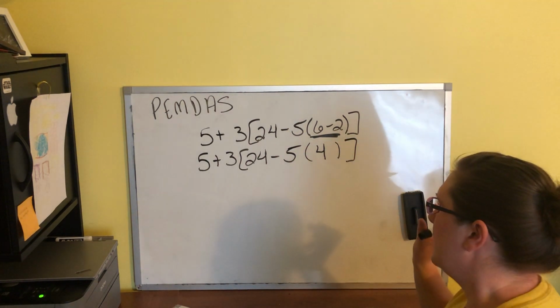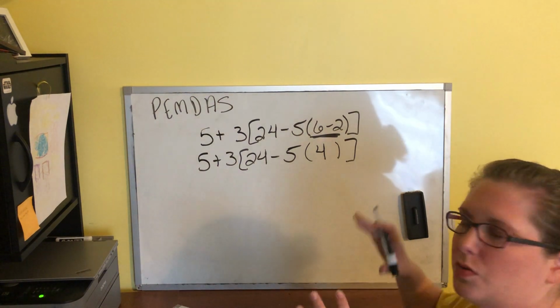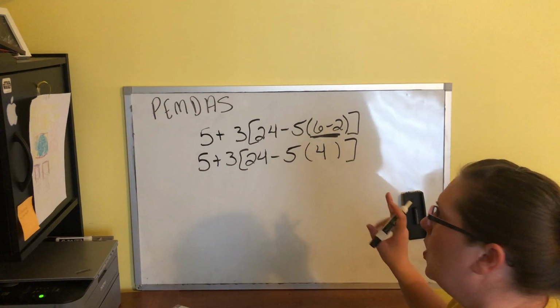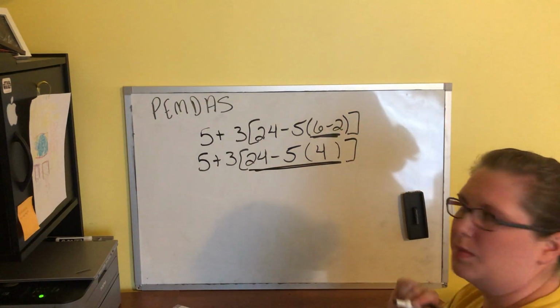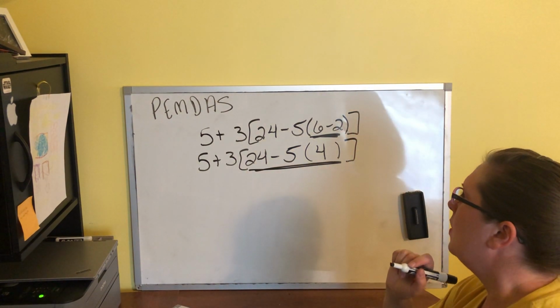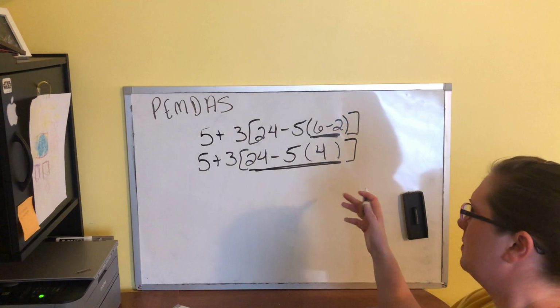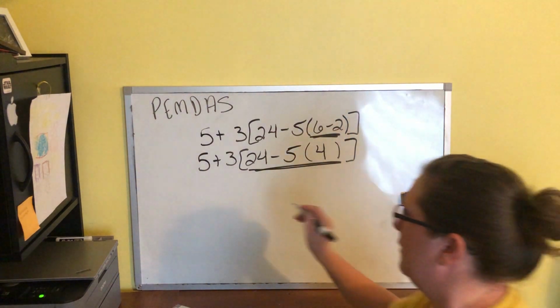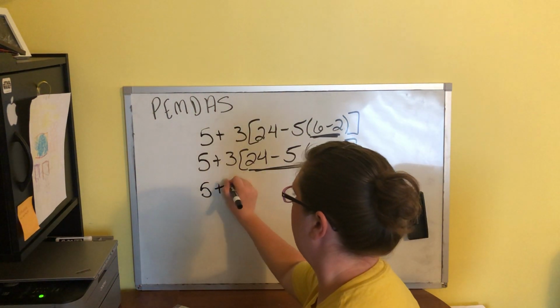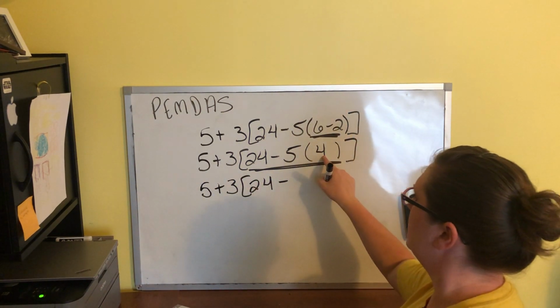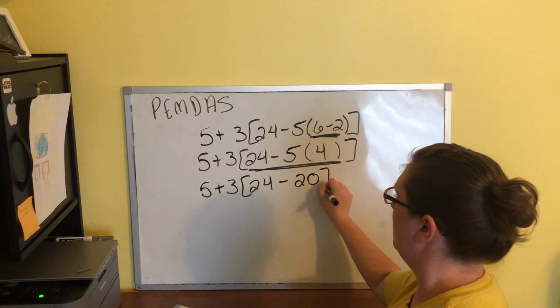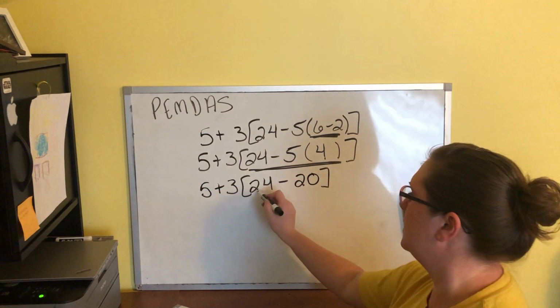Now that we've handled that grouping symbol, we move to the next grouping symbol, which are these brackets. So now we're going to go ahead and do everything else that's in these brackets, okay? Order of operations, I have subtraction and multiplication, so I need to multiply first. So I still have 5 plus 3 times the 24 minus 5 times 4 gives us 20. So we're almost done with this grouping symbol.